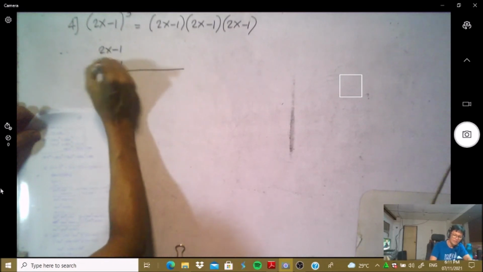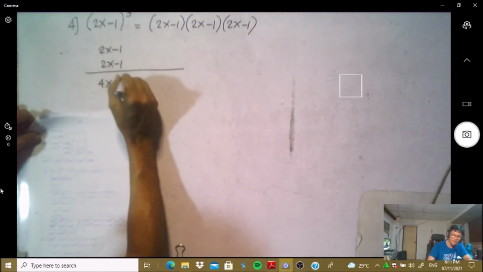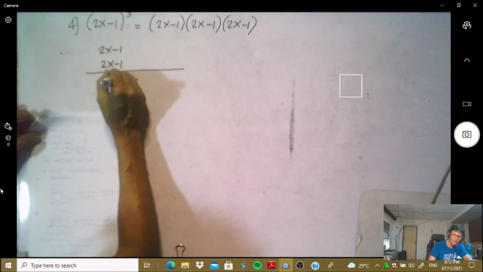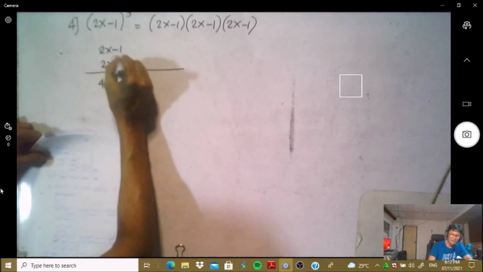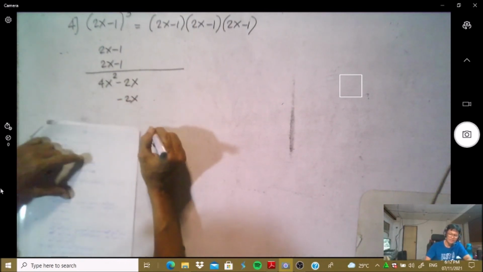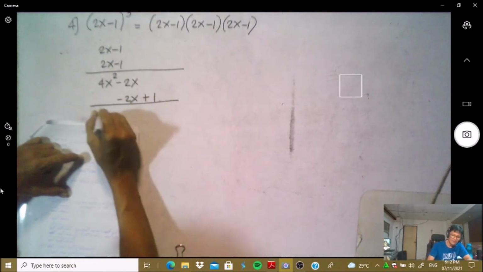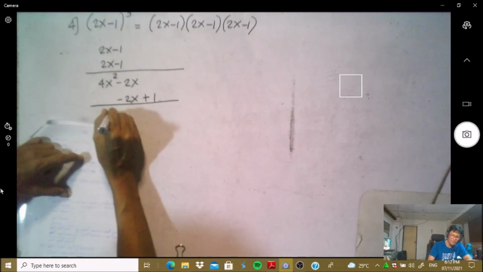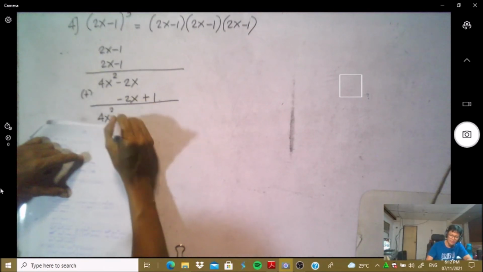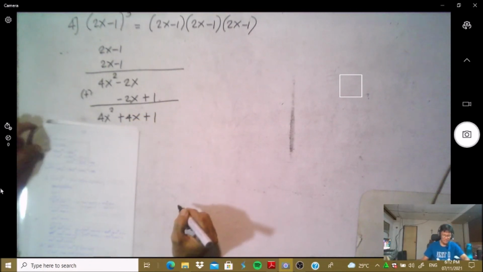Then we have 2x times 2x is equal to 4x squared. Then 2x times negative 1 is negative 2x. Then next we have negative 1 times 2x is negative 2x. Then negative 1 times negative 1 is plus 1. Then we can now combine. So bring down 4x squared. Then negative 2x plus negative 2x, you have to add. So we have minus 4x plus 1. This is again our first answer.